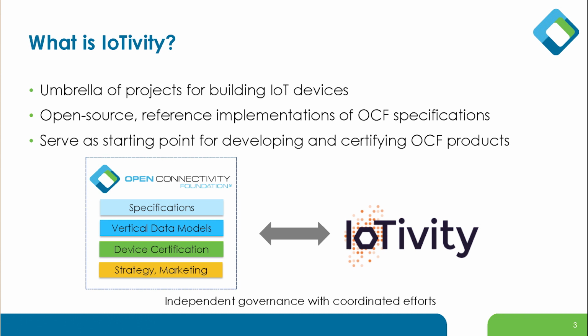So IoTivity is really an umbrella of open source projects for building various kinds of IoT devices. They are reference implementations of the OCF specifications, which is kind of their primary purpose. We started off with a single project named IoTivity, but subsequently released a second parallel project called IoTivity Constraint in 2016, which has been recently renamed to IoTivity Lite.